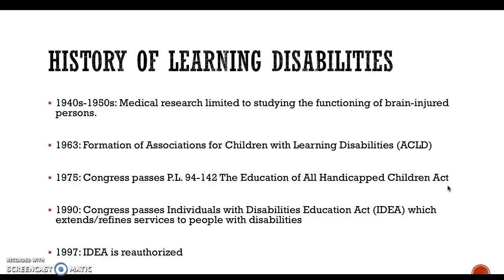For a history of learning disabilities, in the 1940s to the 1950s, medical research was limited to studying the functioning of brain-injured people. In 1963, the Association for Children with Learning Disabilities formed. In 1975, Congress passed Public Law 94-142, which was the education of all handicapped children. In 1990, Congress passed the Individuals with Disabilities Education Act, which is IDEA, which extends or refines services to people with disabilities. And then in 1997, IDEA was reauthorized.